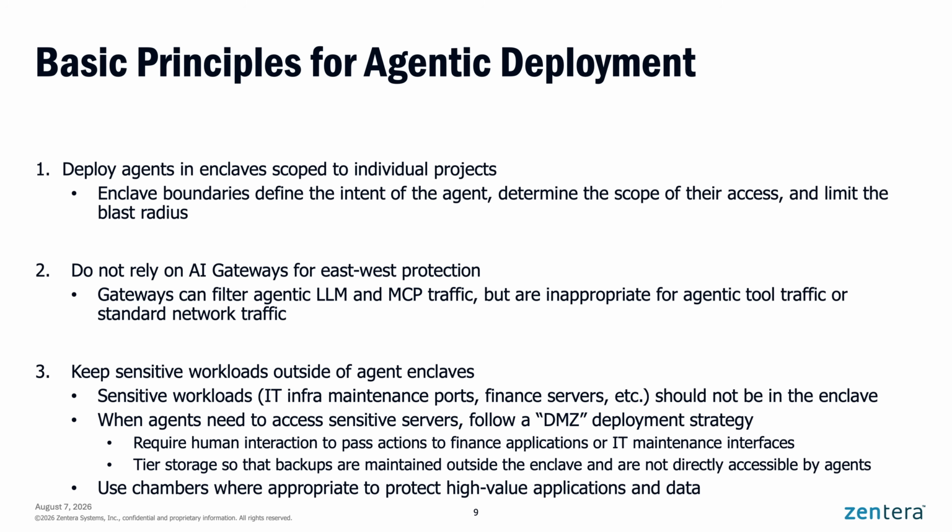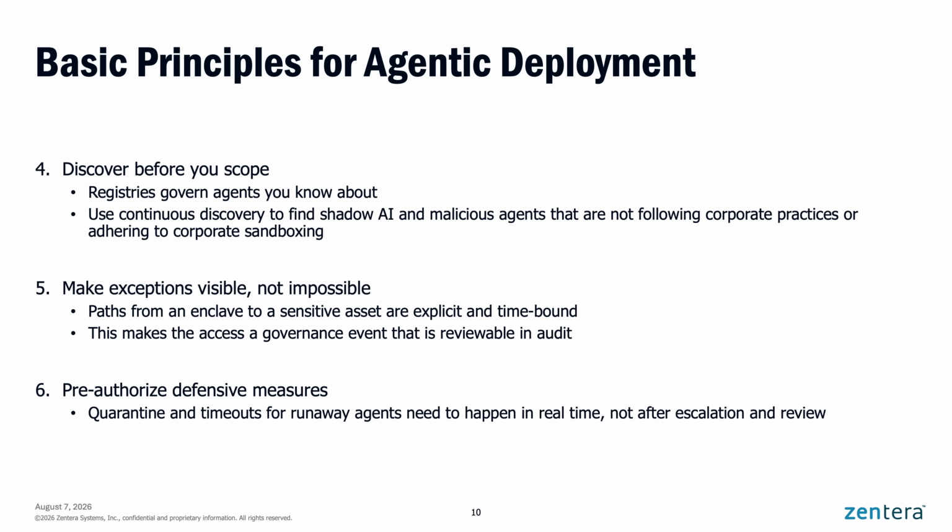When agents need to access sensitive servers, follow a DMZ deployment strategy. Require human interaction to pass actions to finance applications or IT maintenance interfaces. Tier the storage so that backups are maintained outside the enclave and are not directly accessible by agents. Use chambers where appropriate to protect high-value applications and data. Discover before you scope. You should use registries to govern agents you know about. Use continuous discovery to find shadow AI and malicious agents that are not following corporate practices or adhering to corporate sandboxing.